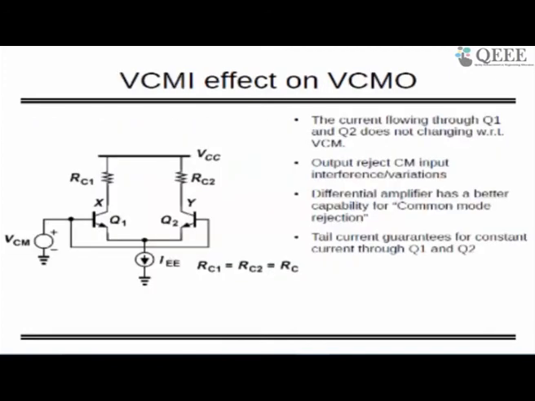Now for the same thing, where there is a common mode voltage I applied just now as an input, what is happening at the output common mode voltage? The current flow through both the transistors does not change with input common mode voltage. Another thing is the output rejects common mode input or interference or variations, which will be nullified, whether it's coming from this VCC or from the input common mode. Because in both cases we are taking the differential amplifier, a difference of two quantities, you are not going to see any common mode noise, interference, or variations. So it's a good part. Put another way, the differential amplifier has a better capability for rejecting the common mode.